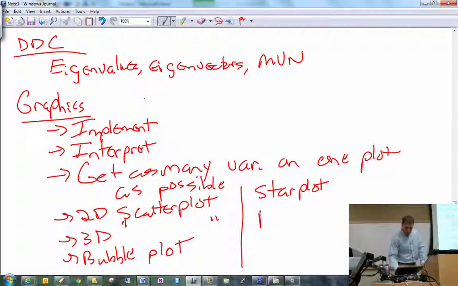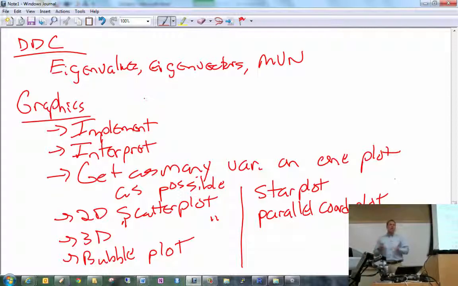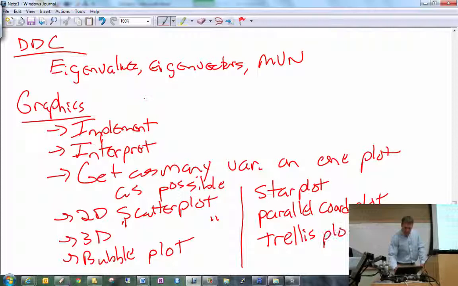We also then talked about parallel coordinates plots. Again, how do we get lots of variables on the plot? Make sure you understand that. And also a trellis plot. Now this is where we use conditioning on variable values to help us look at multivariable data.